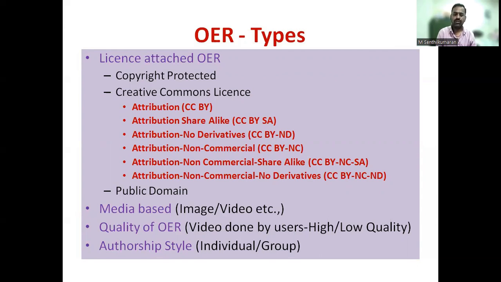One is attribution, which is denoted as CC BY, and attribution share alike denoted by CC BY SA. Attribution no derivatives is denoted by CC BY ND. Attribution non-commercial is denoted by CC BY NC. Attribution non-commercial share alike is denoted as CC BY NC SA. Attribution non-commercial no derivatives is denoted as CC BY NC ND. And the next one is the public domain.